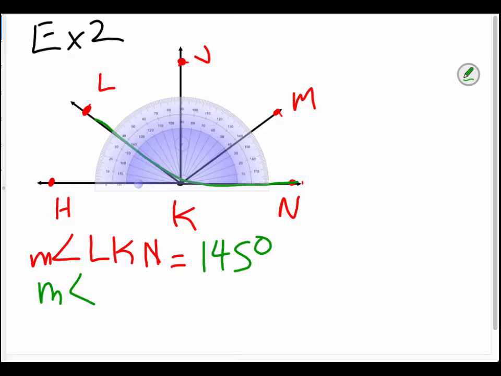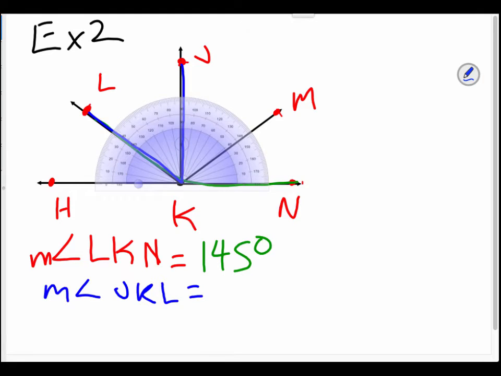Next, they want us to tell them what the measurement of angle JKL is. Let me change the color of this. I should have done this in red, but we'll do the next one in blue. So they want the measure of JKL, and what they're really looking for is J to K to L. Now that one's a little trickier.